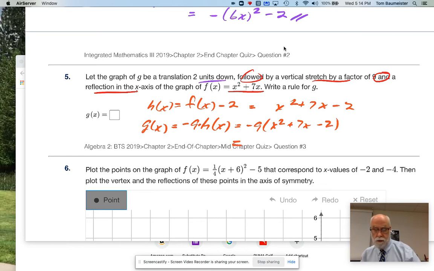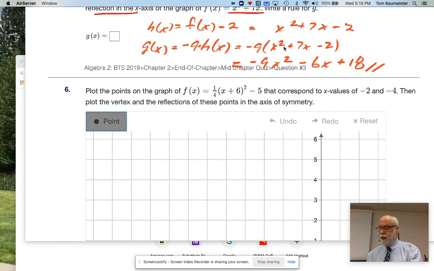So now I'm going to take that 9 and distribute it through the parentheses. So that'll be a negative there also, excuse me. And then plus 18. And that's your final answer on that one.